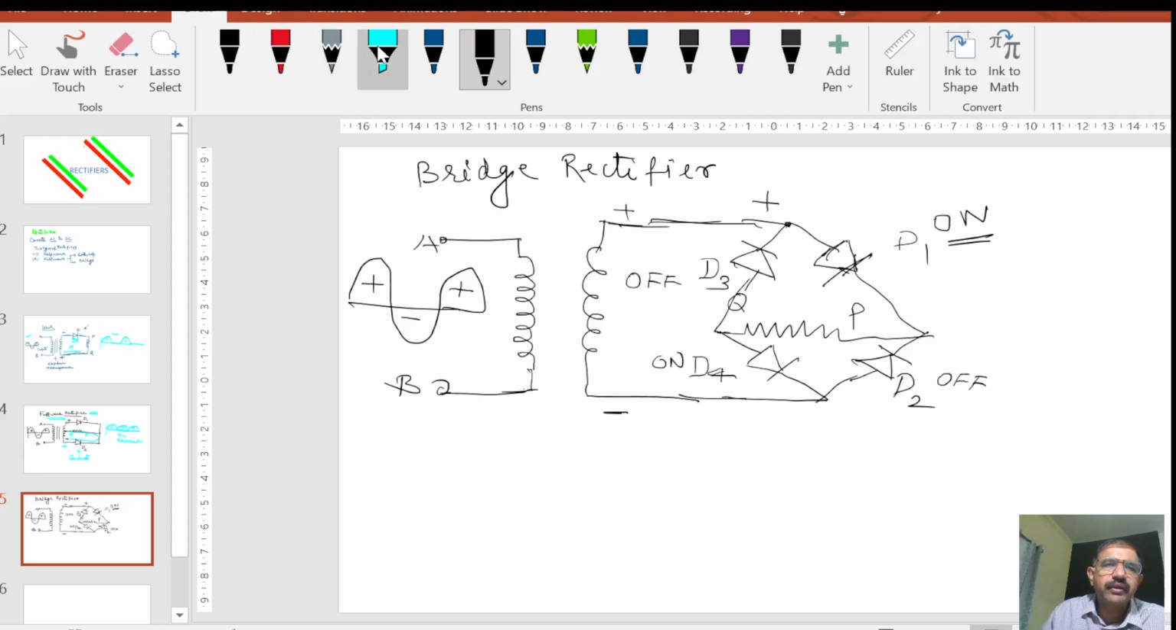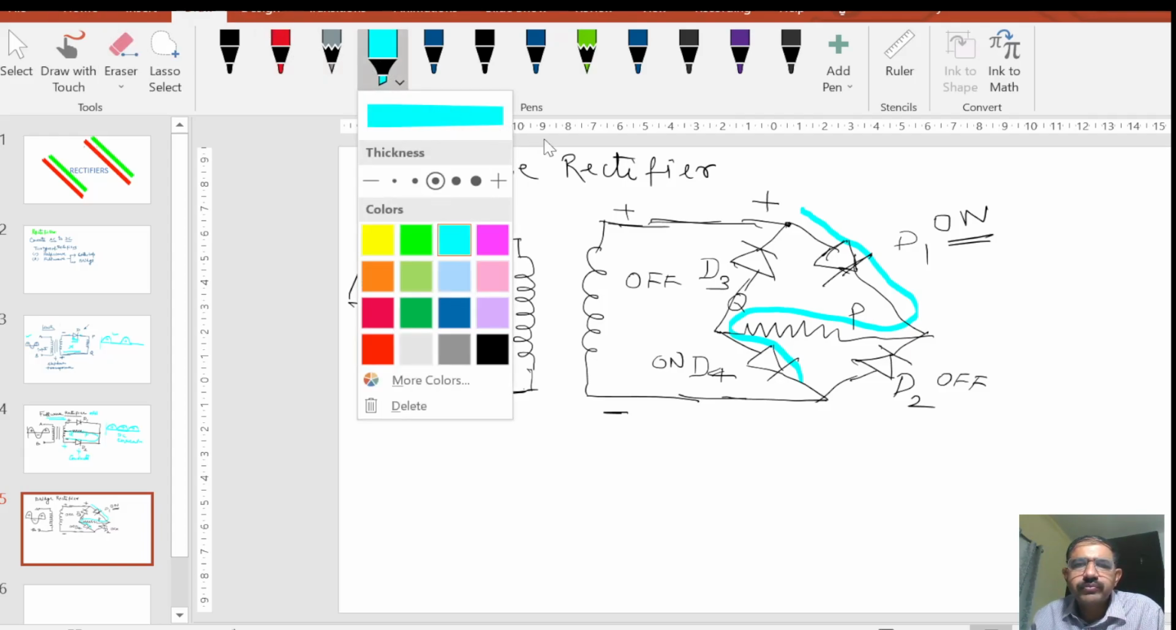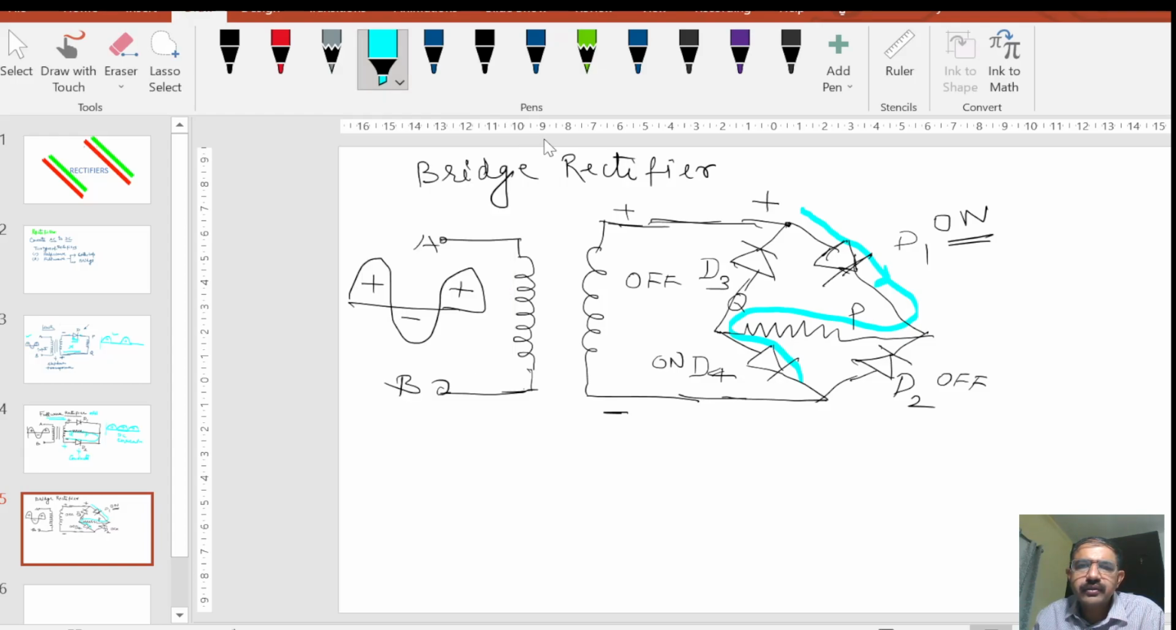So what is the direction of current? If you see here, the direction of current will start like this. The current will start from here in the positive cycle, pass through D1, then go to the resistance and through D4. So current will flow like this, from diode D1, then P to Q. Again, the important thing is current is flowing from P to Q.